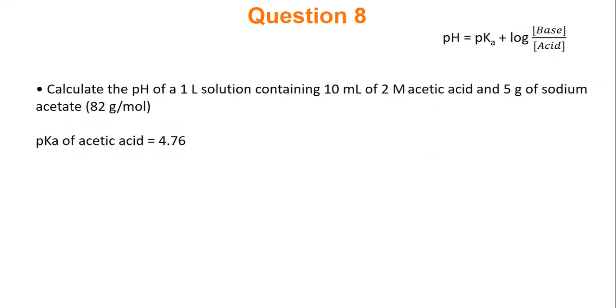Calculate the pH of a 1 liter solution containing 10 milliliters of 2 molar acetic acid and 5 grams of sodium acetate. The pKa of acetic acid is 4.76. So again, let me get started here. I have a solution, and the solution is 1 liter. This solution has 10 milliliters of 2 molar acetic acid.